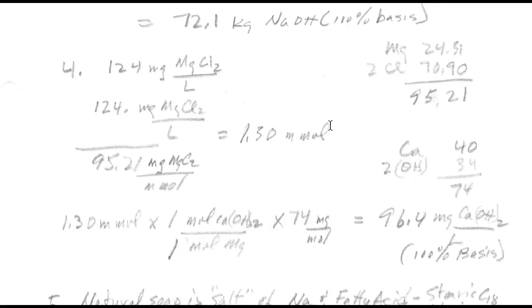Problem number 4. We have 124 milligrams of magnesium chloride. Molecular weight's 95.2, so 1.3 millimoles. 1 mole per mole. The molecular weight of lime is 74, so that is 96 milligrams of calcium hydroxide per liter.